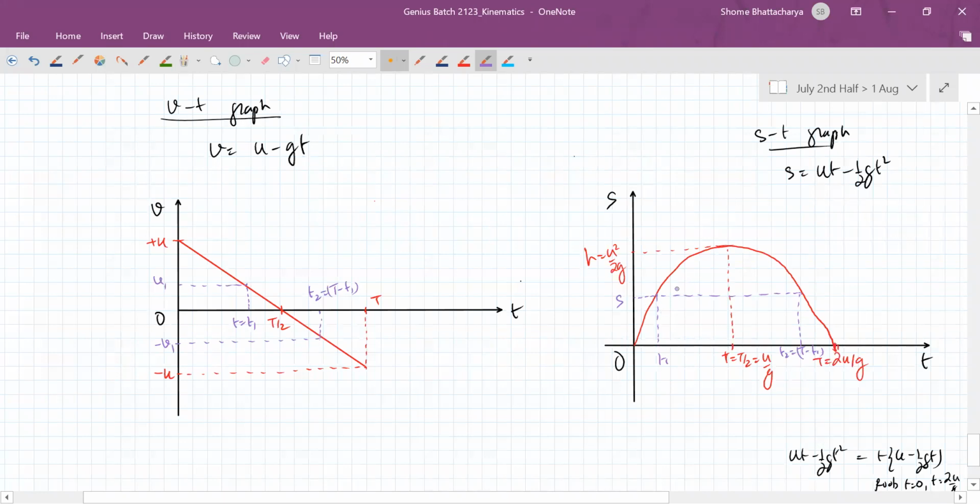And it will have a negative velocity this time, because here the slope is positive, here the slope is negative. The two slopes are symmetrical. So this slope in this graph was V1. This slope in that one is minus V1. Okay. So this is how the symmetry of the upward and downward journey works.